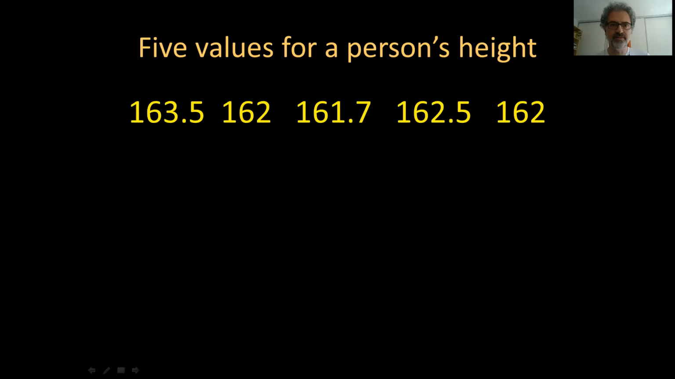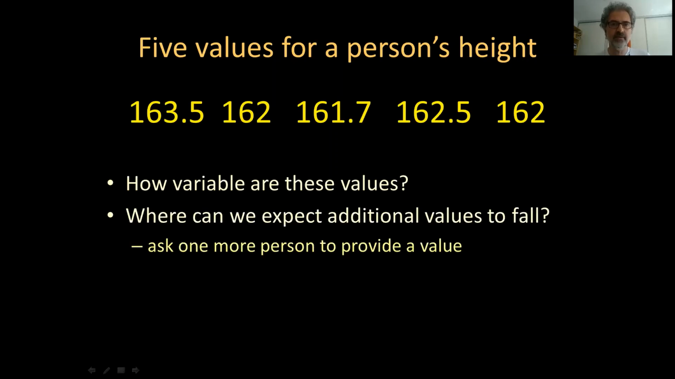So these are the values we've seen before as 5 measurements of one person's height. And the question is, how can we express the variability we see, the fact that these aren't the same? Can we have a quantitative assessment of how different they are, which can be useful in answering 2 different questions? One question is, if we were to ask more people to measure the same person's height, where could we expect the new individual measurements to lie? So what kinds of additional values can we expect?